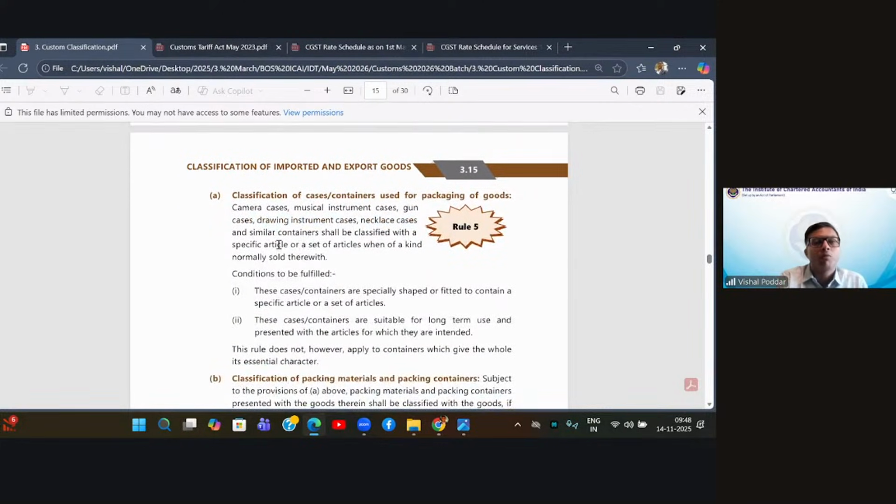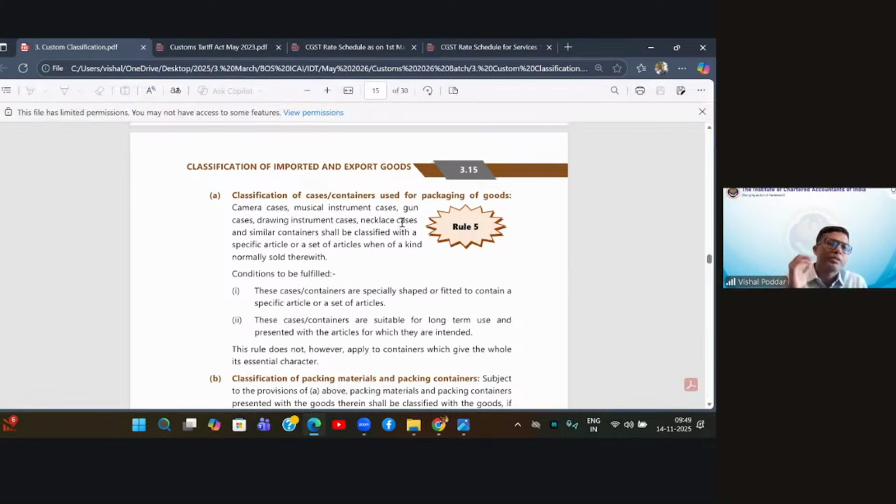What does rule 5 say? 5A says if the packing item is such that it is specifically, uniquely designed only to keep a particular item, only one item. Examples are a camera case, a musical instrument case like a guitar case, a gun case for your pistols and guns, a drawing instrument case, a necklace case.